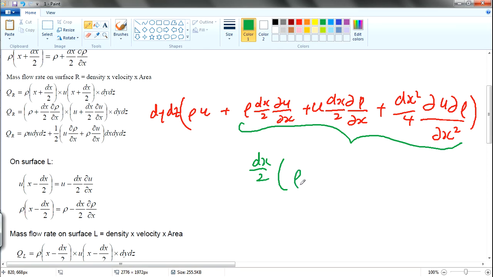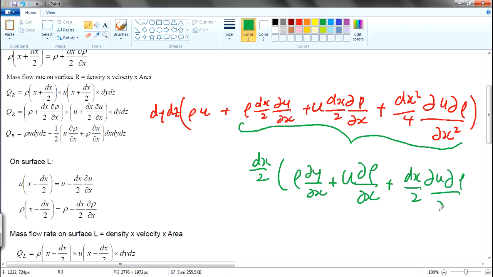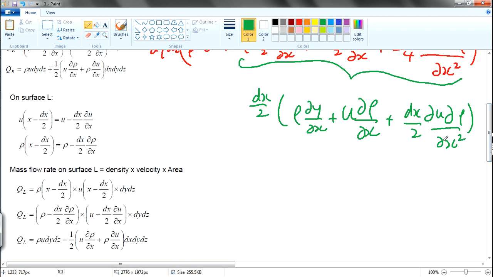So you have rho partial y partial x plus u partial rho partial x plus partial x over 2 partial u partial rho partial x squared. So we have some stuff over here. They are about the same. So I just flush out all the partial x. So we have maybe 2 partial x. Maybe, sorry, maybe I should write this.